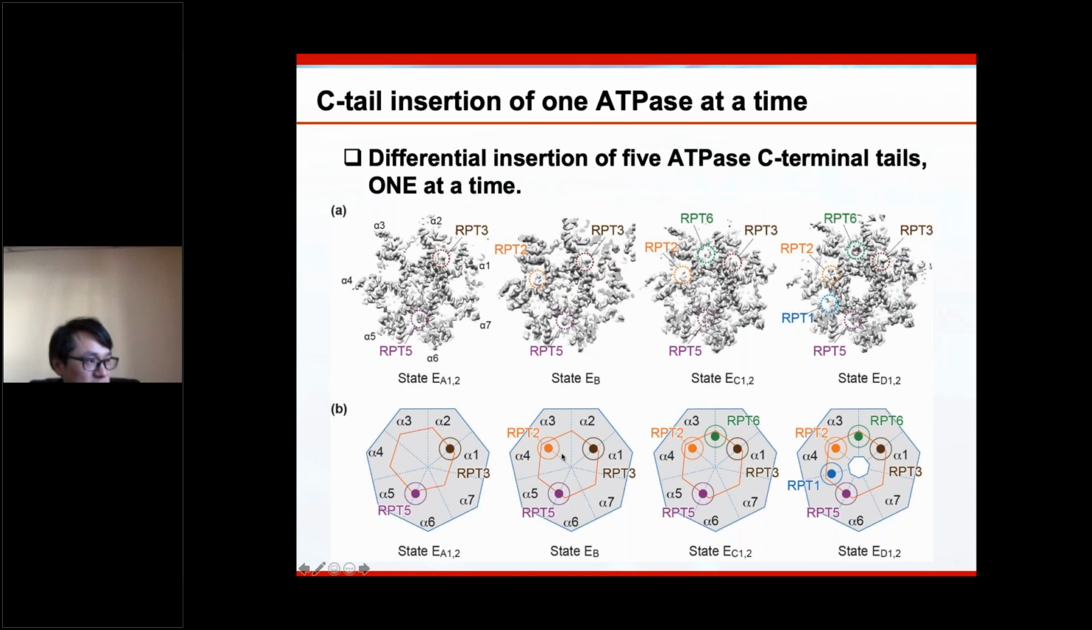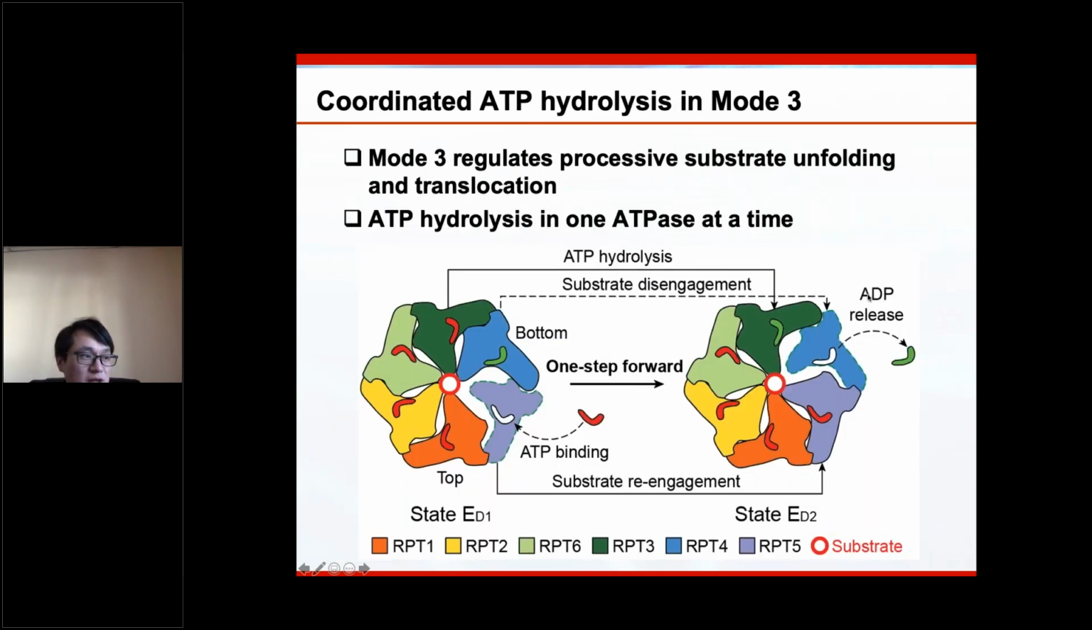For example, from EA1 to the EB state, you get the RPT2 C-tail inserted. Then you move down to the EC state, and you get the RPT6 C-terminal tail inserted. Then further down to the ED state, now the RPT1 C-terminal tail is inserted. Then this central gate is open. So that's a very interesting synchronized observation showing the proteasome is rigorously regulated by allosteric effects.